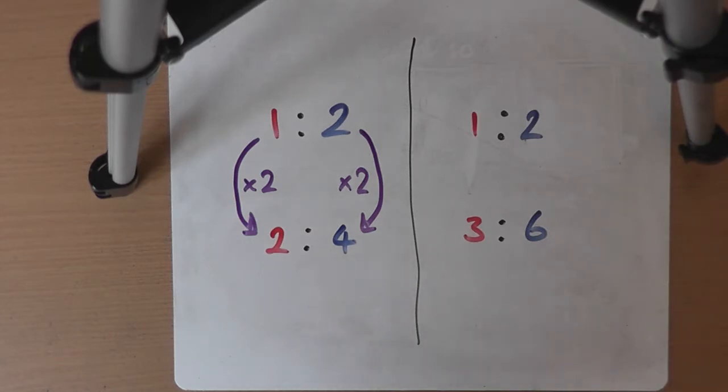Notice that it would also work the other way around. If we'd started from this second one and gone down to the first one, we'd have divided both sides by 2. We'd have gone 4 divided by 2 is 2 and 2 divided by 2 is 1. And we'd have still found an equivalent ratio.